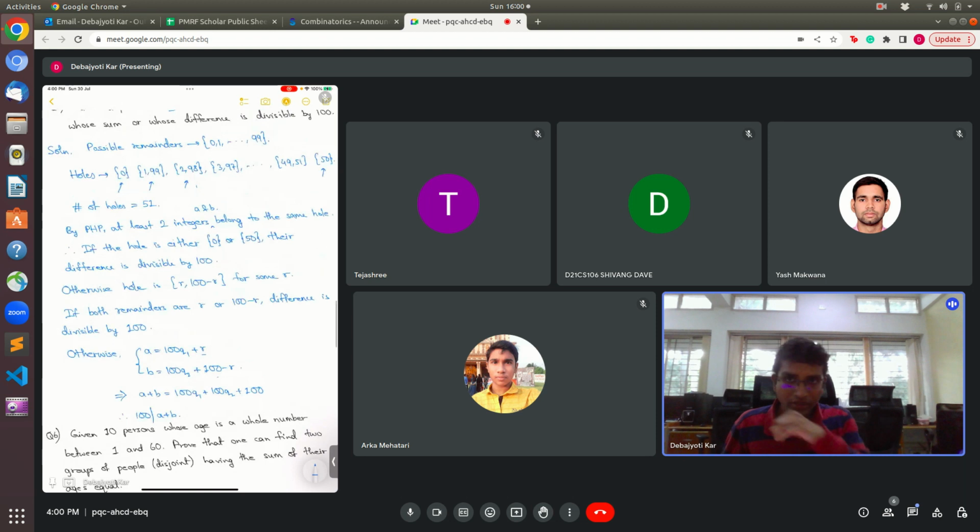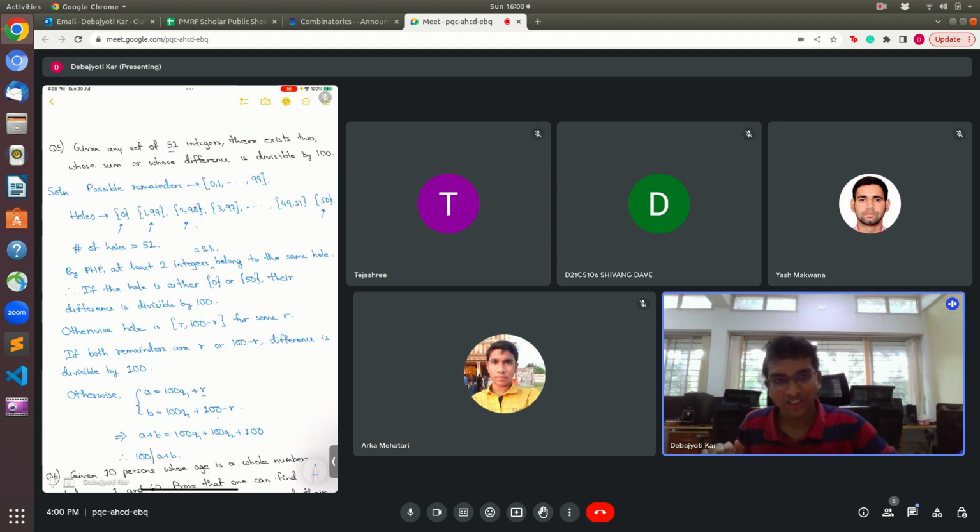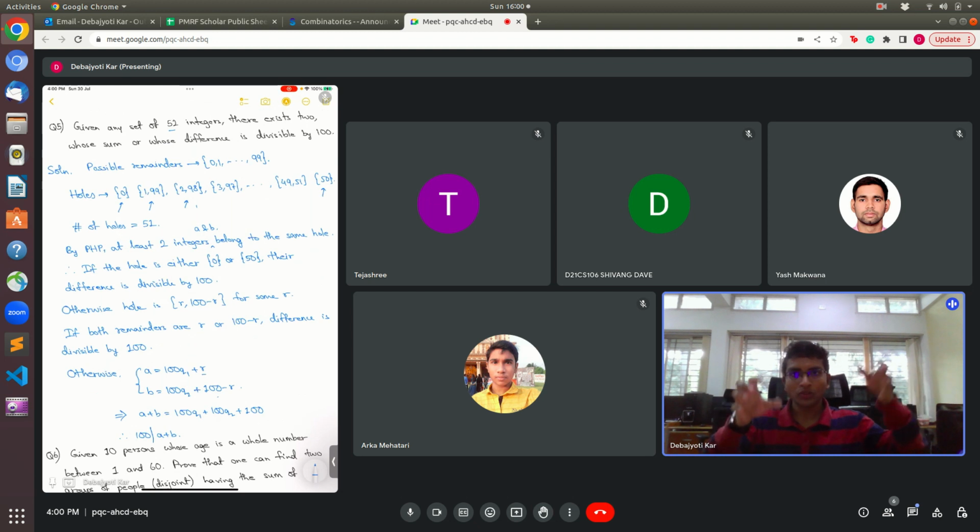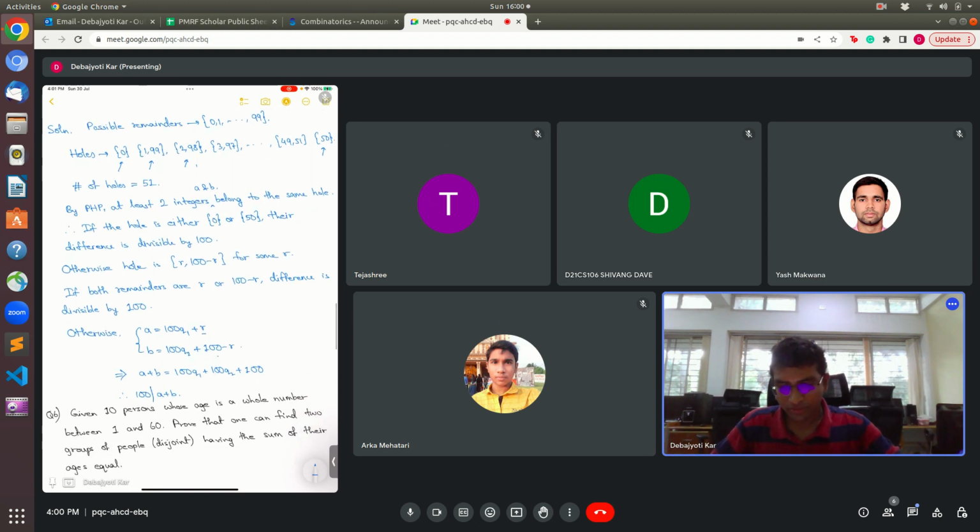Okay, so here the technique was to reduce the number of holes. Intuitively we have 100 different holes, but since the number of integers is less, the number of pigeons is less, so we need to group the holes so that the number of holes reduces. Okay, is this clear?